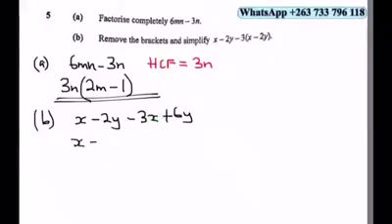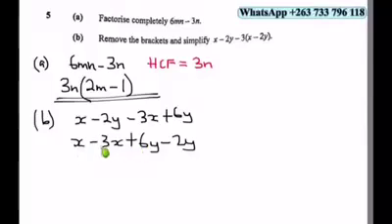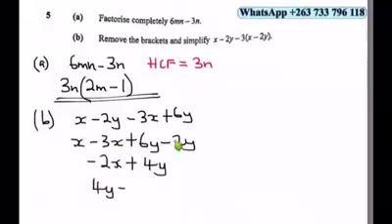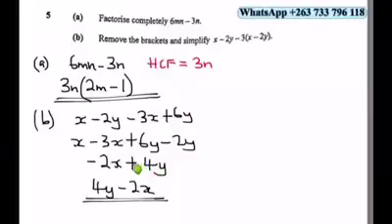Therefore, I'll group like terms and positive terms. So starting with the positives. So x minus 3x plus 6y minus 2y, x minus 3x is minus 2x, 6y minus 2y is equal to 4y. Therefore, starting with the positive, it's 4y minus 2x. So this will be our final answer.